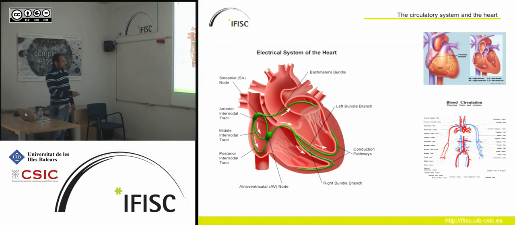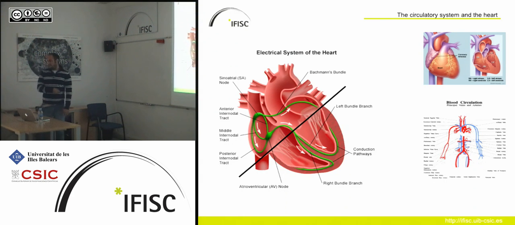Then the impulse arrives at the atrioventricular node, which is the only connection between the atria and the ventricles, electrically, let's say. And then the atrioventricular node delays the impulse, and after 100 milliseconds or something like that, it accelerates the impulse that goes through these pathways here to go to the ventricles, and then it provokes the contraction of the ventricles. The contraction occurs in two times. One is the contraction of the atria, then they relax, and after that the contraction of the ventricle, and after that they relax, and the cycle repeats.